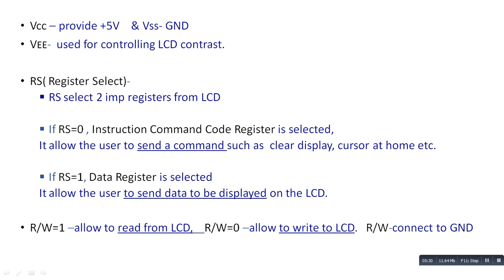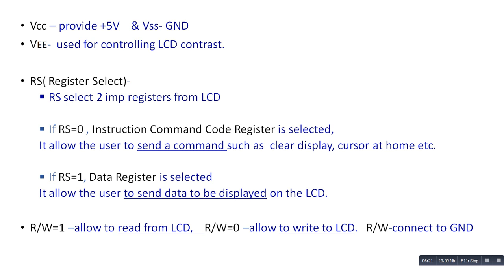When the RS pin is 0, the instruction command code register is selected, and this register allows us to send commands to the LCD. The commands like clear display, cursor at home, cursor on next line, cursor moving from right to left, and again initializing the display. Such commands we can send with the help of the instruction command code register. But how is this register selected? When the 0 signal is present on the RS pin, the instruction command code register is selected, and once this register is selected, such commands we can send to the LCD.